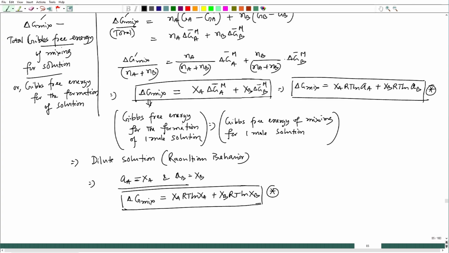Okay. So, let me stop here. We will start dealing with this particular equation from the next class onwards, and you will see that gradually we will get to the equation which will help us draw the phase diagram.